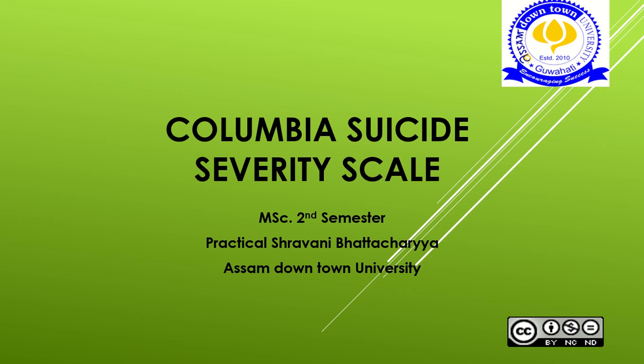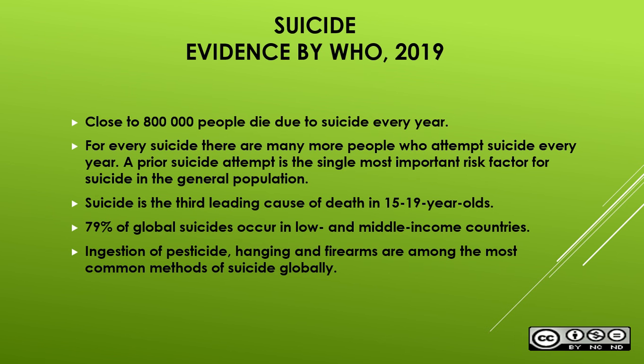Today's topic of lecture is the Columbia Suicide Severity Scale. This is a report that was laid out by the World Health Organization in 2019, where it said that close to 8 lakh people die due to suicide every year. And the single most important risk factor for suicide is a previous suicide attempt that a person has tried.